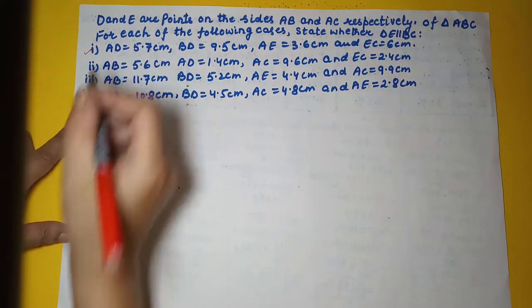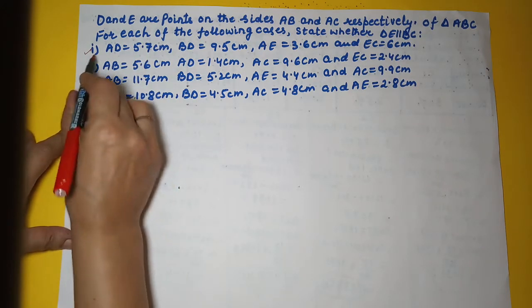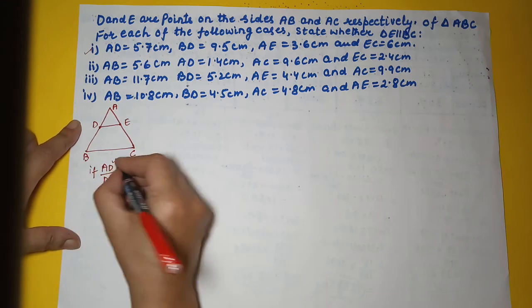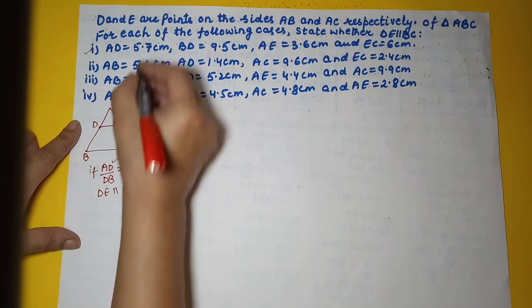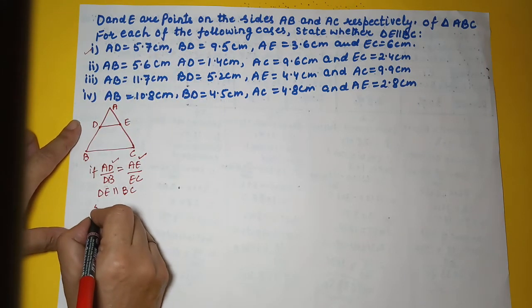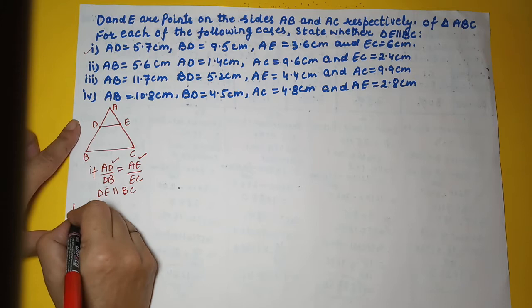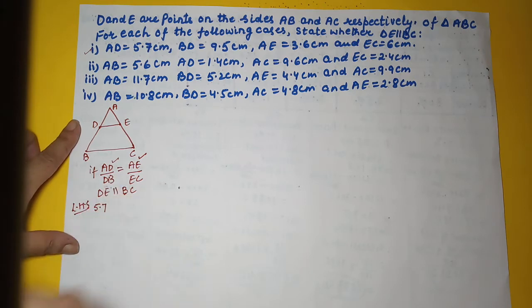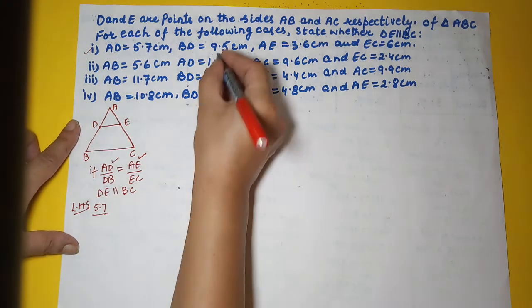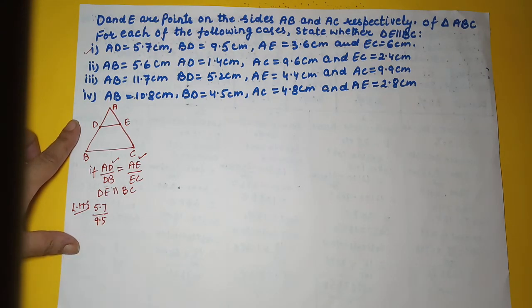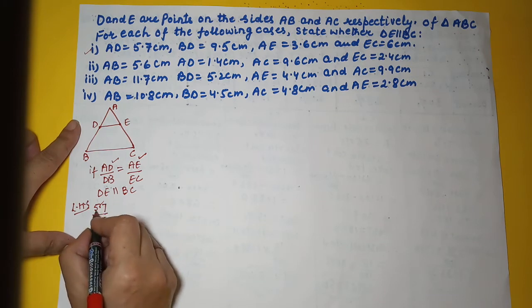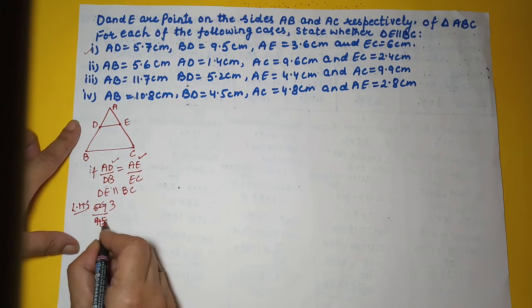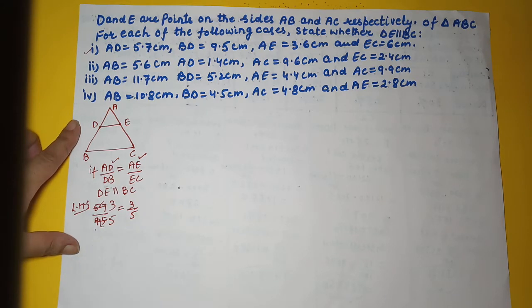So let's see whether DE is parallel to BC in the first case. We should have this condition satisfied. So let's first substitute the value for AD as 5.7. We'll take the left hand side part, which is AD by DB, 5.7 by BD, which is 9.5. This and this will go. So this will go by 19. 19 3s are and 19 5s are. So we got 3 by 5 on the left hand side.